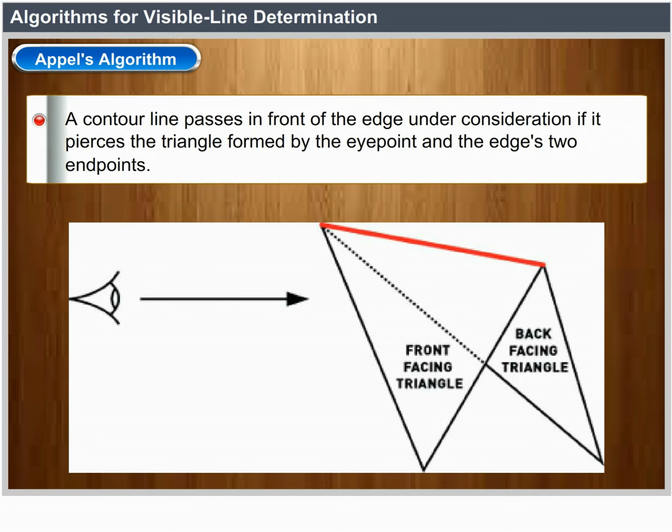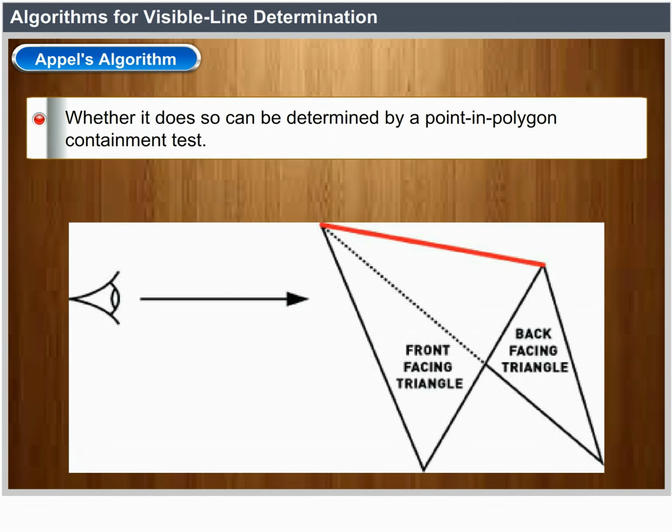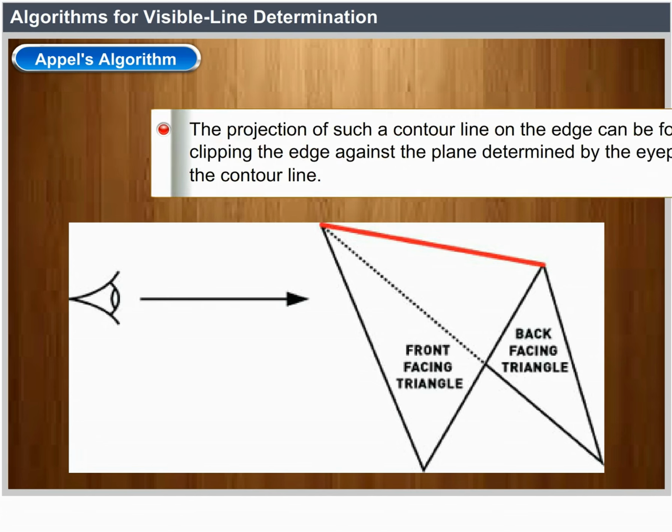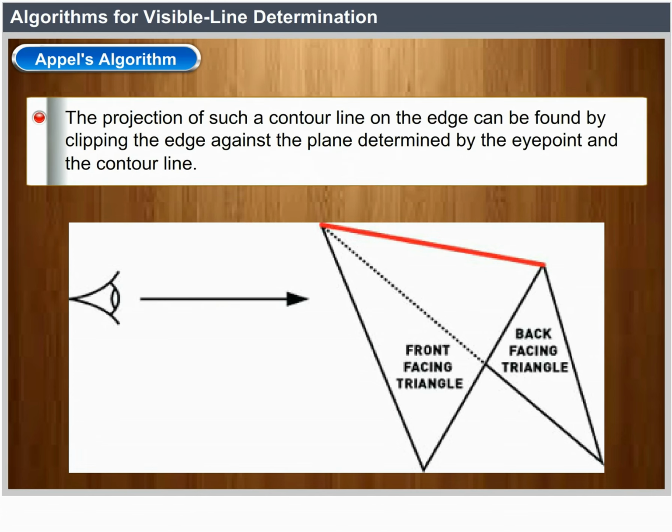A contour line passes in front of the edge under consideration if it pierces the triangle formed by the eye point and the edge's two end points. Whether it does so can be determined by a point in polygon containment test. The projection of such a contour line on the edge can be found by clipping the edge against the plane determined by the eye point and the contour line.